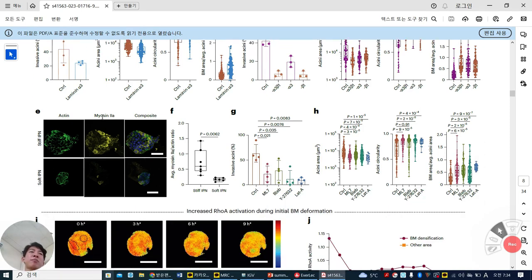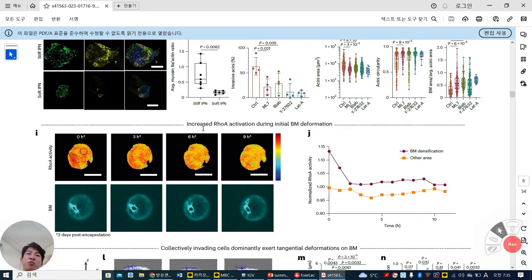When they check myosin 2A, it is highly expressed. And this is their quantification. Here, this is our answer: when we inhibit actomyosin contractility or the ROCK pathway, the actin area changes. So actomyosin contractility is a very well-known phenomenon, important for regulating this invasion phenomenon.